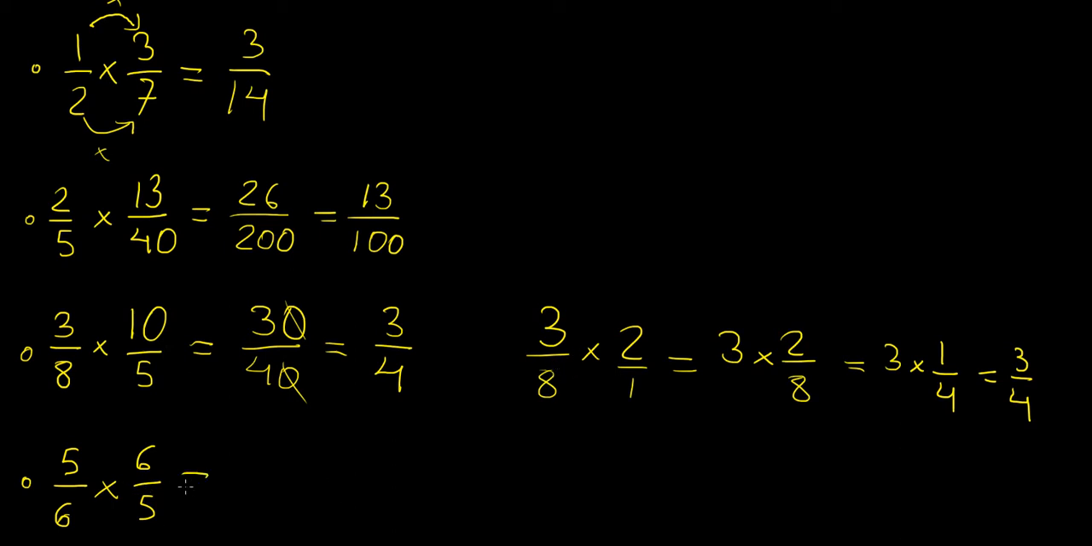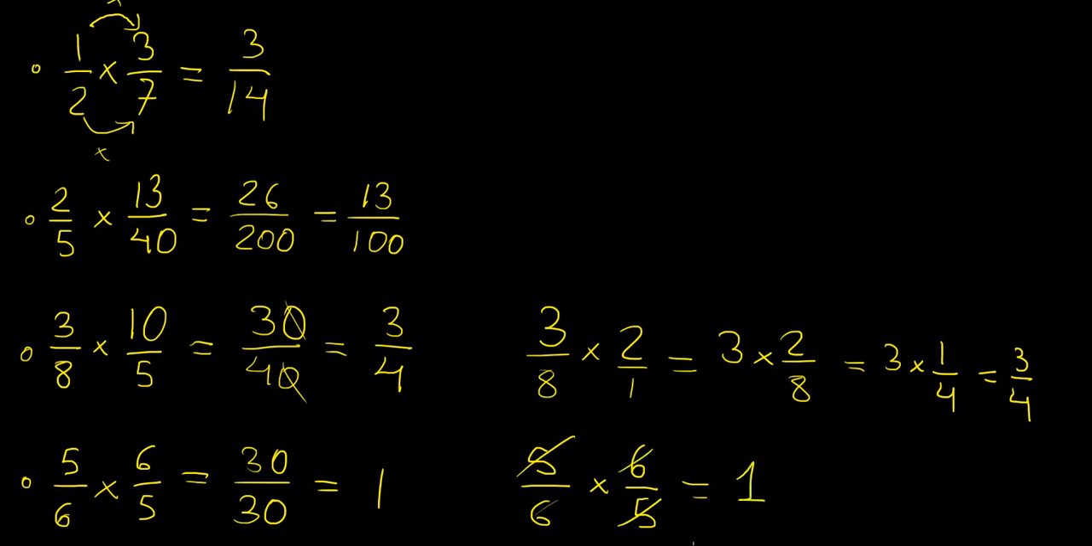Now for this one, we could carry out the multiplication, so we could say 5 times 6 is 30, and then 6 times 5 is 30, so this is going to be 1. But another thing we could have done is notice the fact that we have this thing here. So if we have a 5 here and a 5 there, those two are going to cancel out because 5 over 5 is going to be 1, and then 6 over 6 is 1. So we could have just said that's going to be 1 because both the top and the bottom are going to be the same.